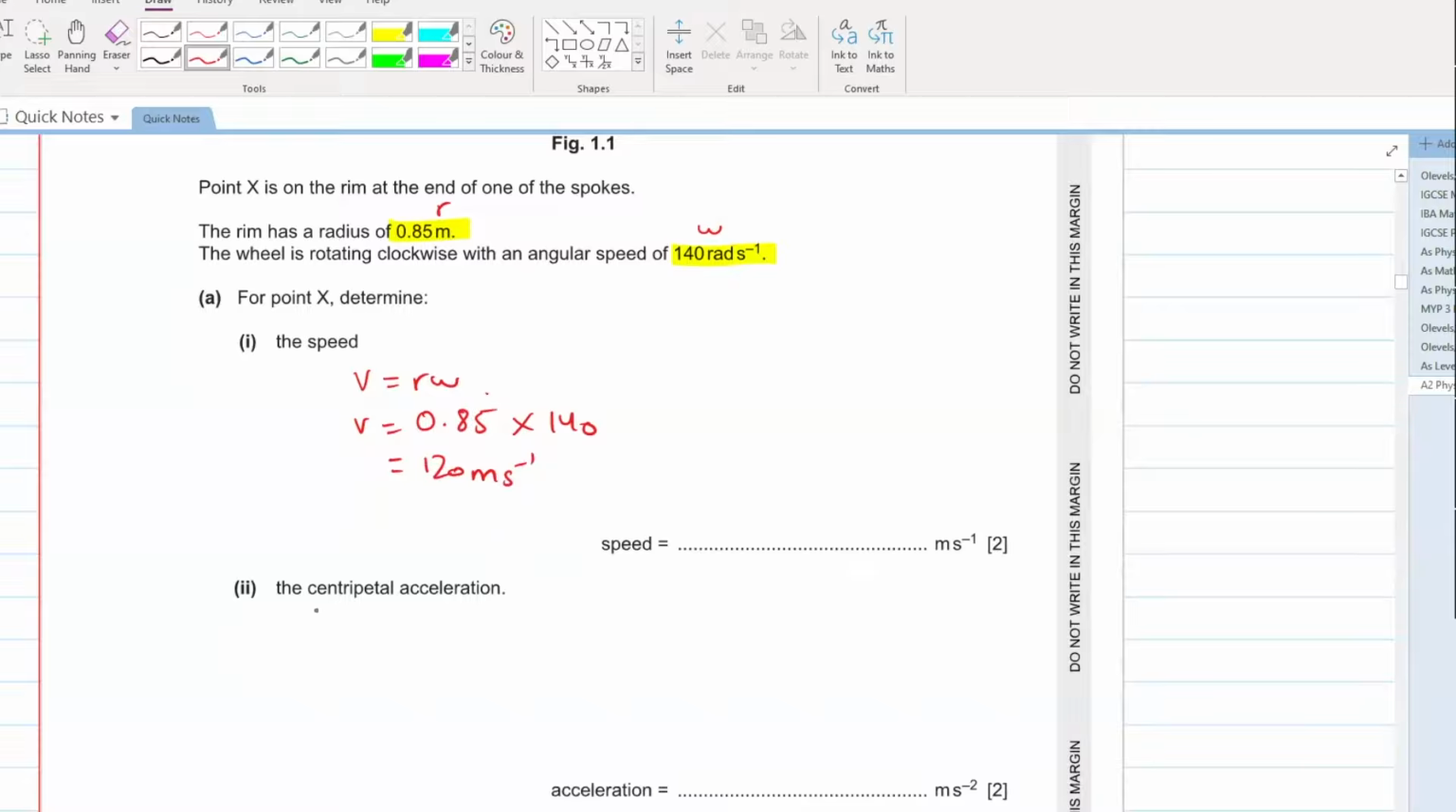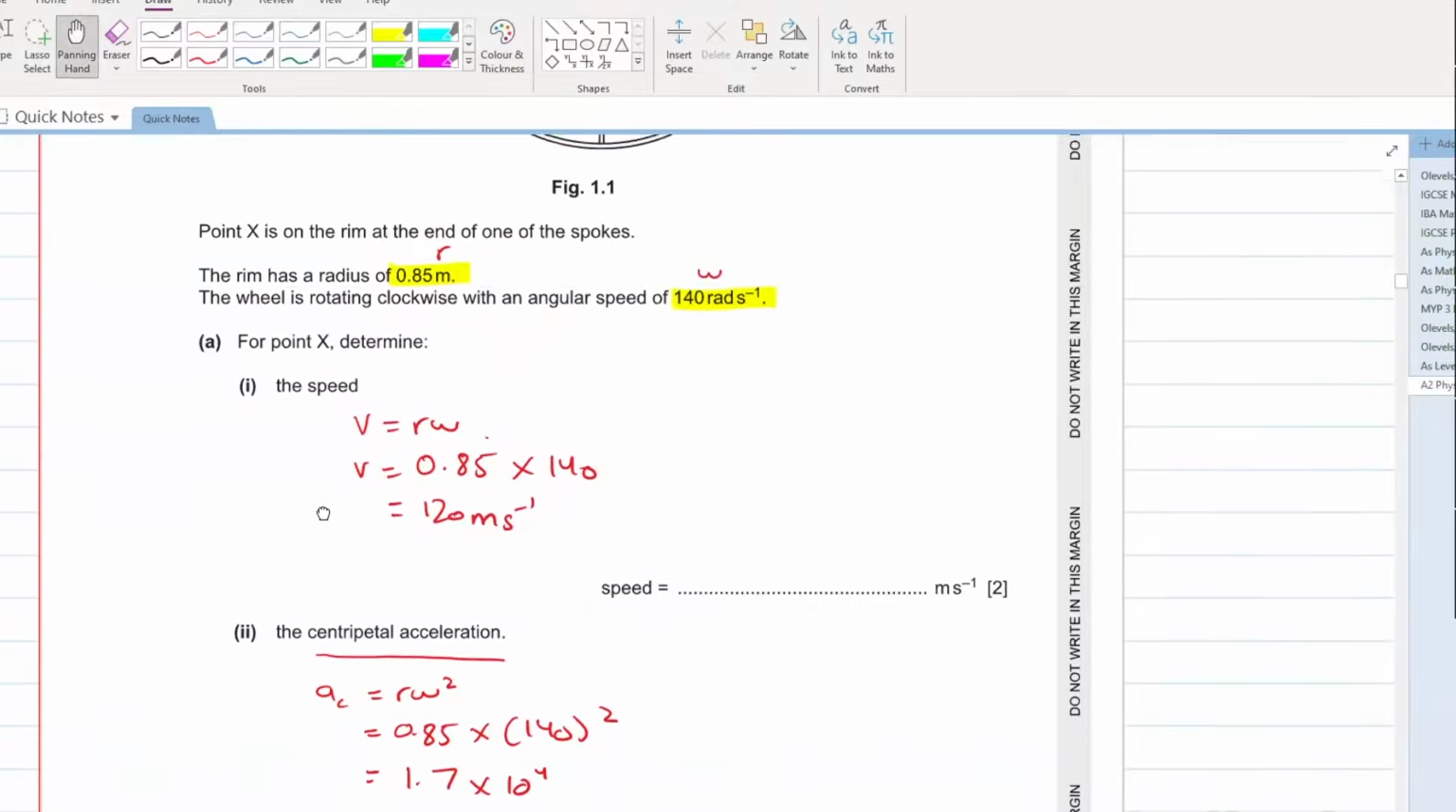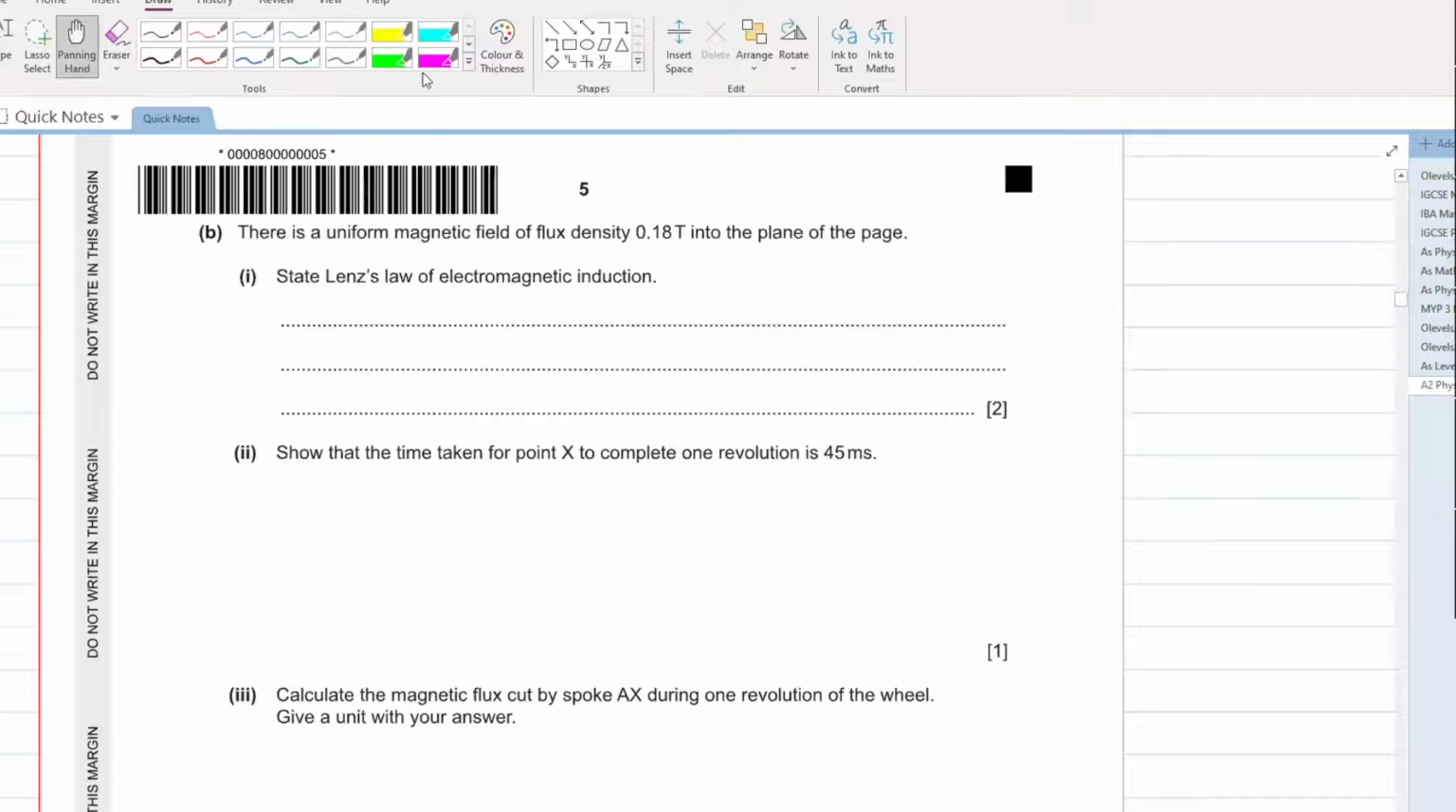You have to now calculate the centripetal acceleration. How can we calculate it? Centripetal acceleration has three formulas. You can use either one of them. I am using R W squared. R is 0.85 and W is 140 squared. Can anyone tell me the answer here? 1.7 into 10 raised to the power of 4 is your centripetal acceleration. Simple. Let's further move ahead.